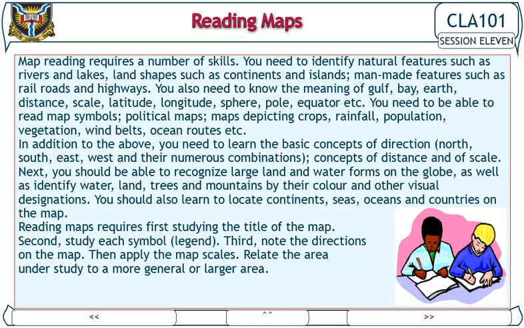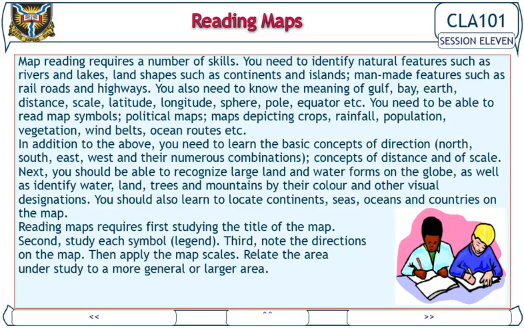You need to be able to read map symbols, political maps, maps depicting crops, rainfall, population, vegetation, wind belts, ocean routes, etc. In addition to the above, you need to learn the basic concepts of direction, north, south, east, west, and their numerous combinations, concepts of distance and of scale.